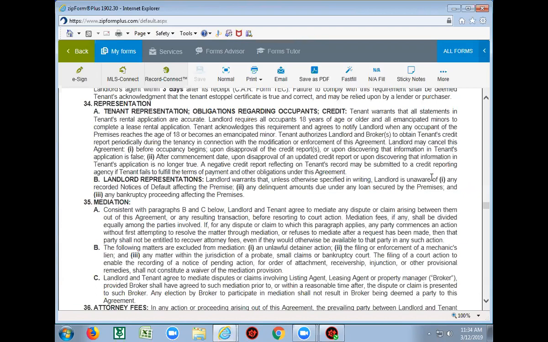What's that telling you? Landlord has a right to turn in a tenant, call the credit bureau, if the tenant fails to fulfill the terms of payment and other obligations under this agreement. So that's why when the tenant is signing this, you give the authorization for the landlord to report to the credit bureau if you don't pay your payment on time. Okay.